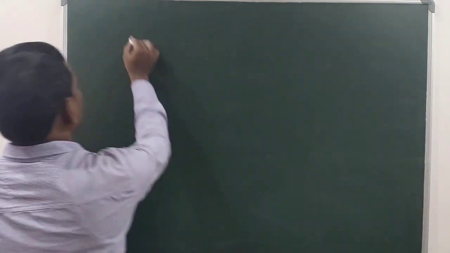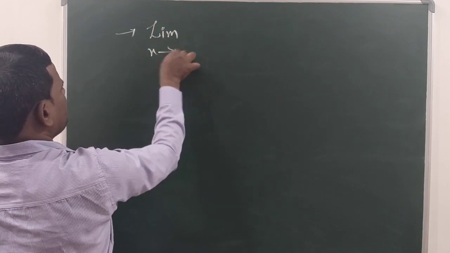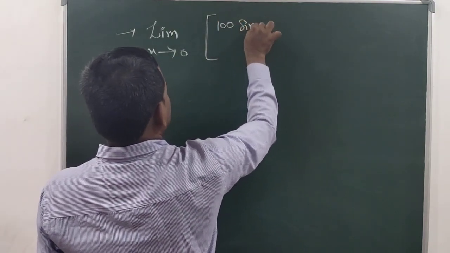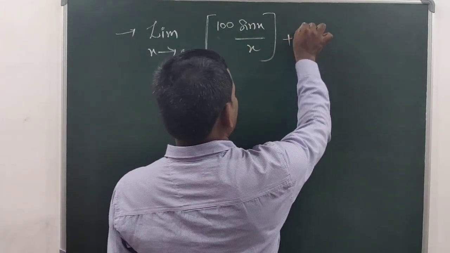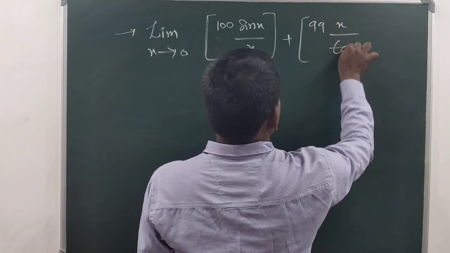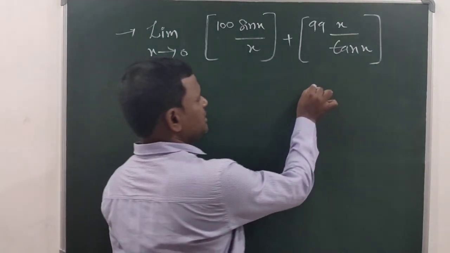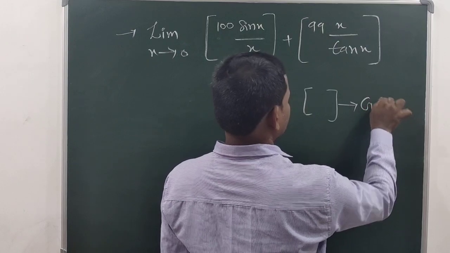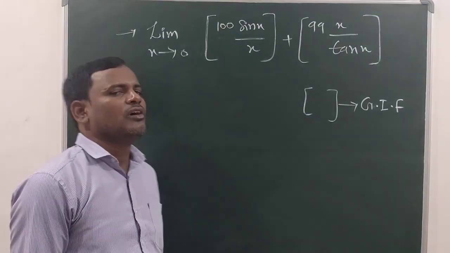See this. Evaluate the limit of this function. Limit x approaches to 0, greatest integer of 100 into sin x by x plus 99 into x by tan x, where this symbol represents GIF, the greatest integer function. You know the meaning of this greatest integer function.